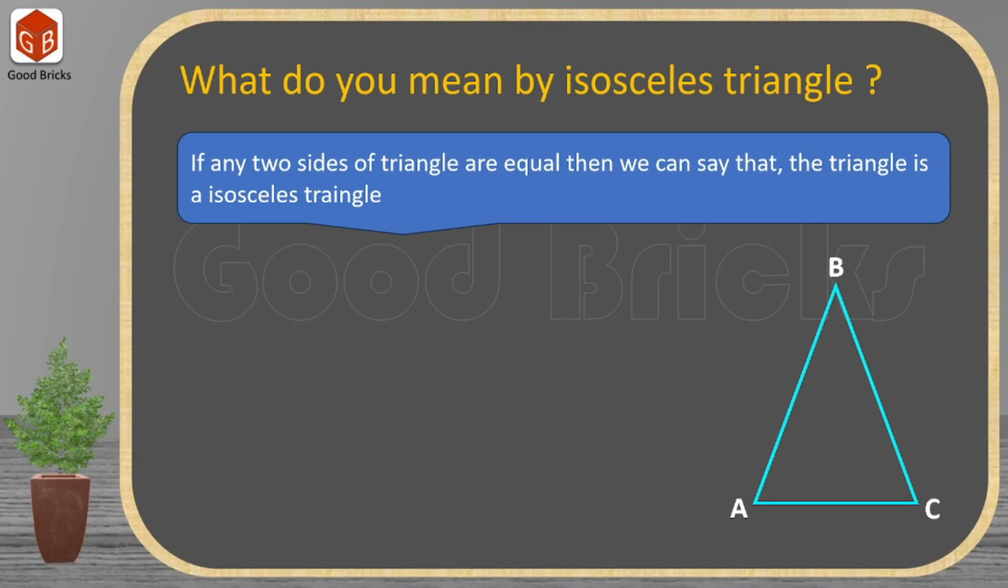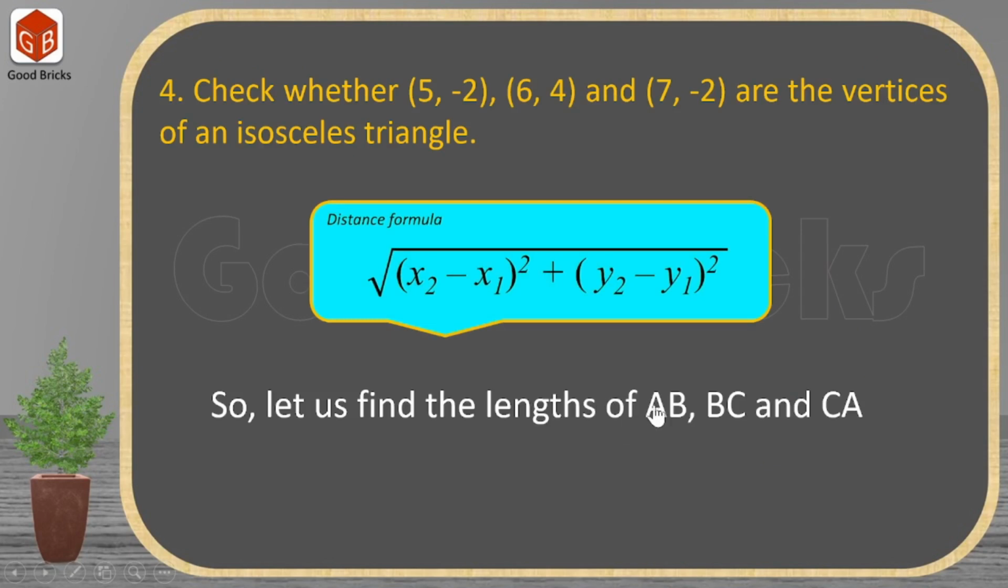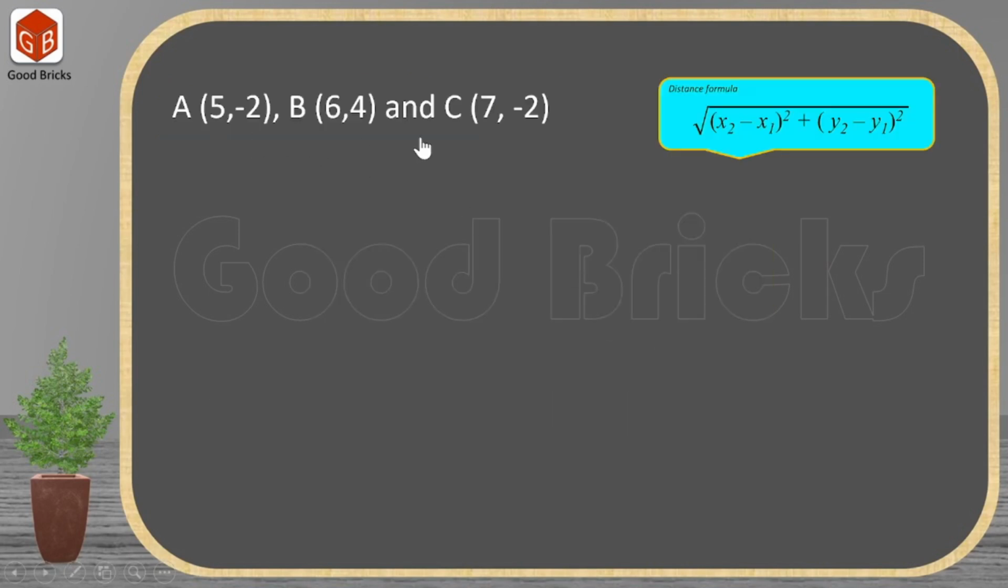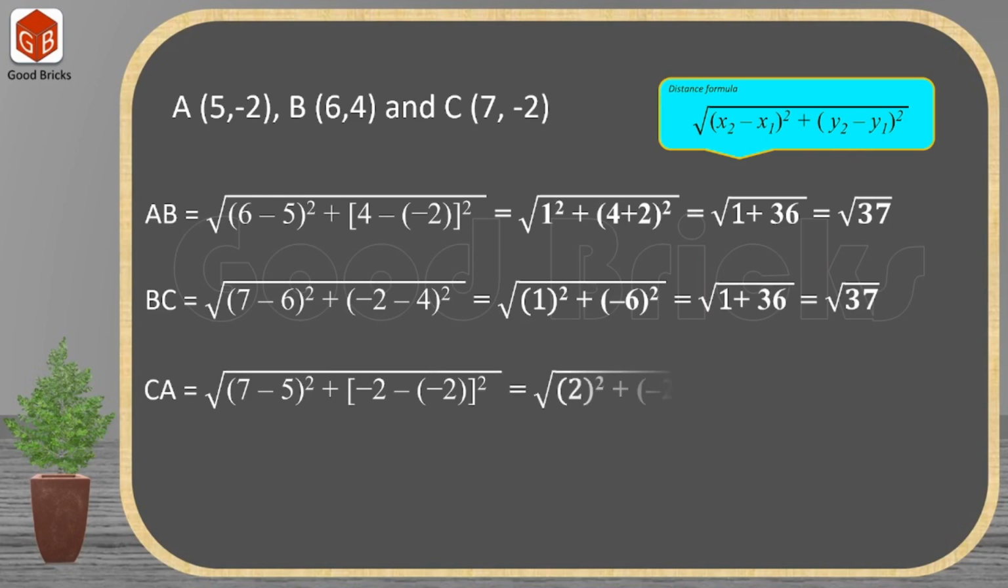See here, we have a triangle on the screen. If the length of AB is equal to the length of BC, then we can say this triangle ABC is an isosceles triangle. So now let us find the lengths of AB, BC and CA using this distance formula. These are the given 3 points. Now let us find the length of AB using this distance formula, then BC, then CA.